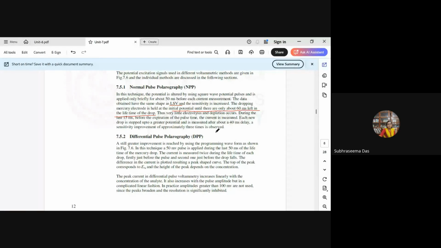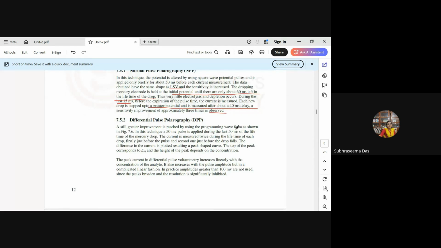Thus, very little electrolysis and depletion occurs. During the last 15 milliseconds before the expiration of the pulse time, the current is measured. Each new drop is stepped up to a greater potential and is measured after about a 40 millisecond delay. Thus, a sensitivity improvement of approximately 3 times is observed.